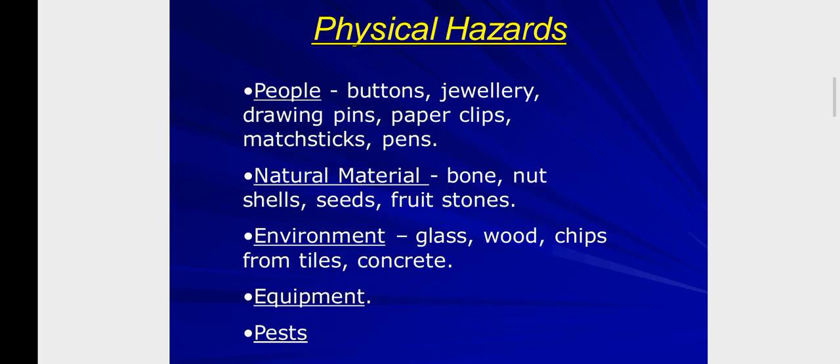So this is the physical hazard. Physical hazards regarding the people, like buttons, jewelry, drawing pins, paper clips, etc. And the other one is natural material like bone, nut shells, seeds. Environment regarding glass, wood chips from tiles, concrete, equipment and pests. These are physical hazards in food production.